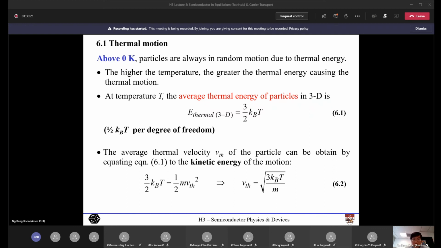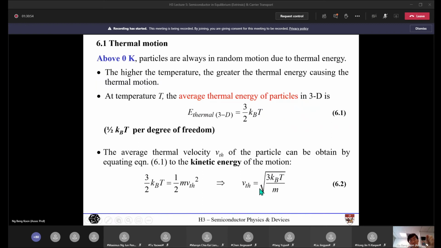So in fact, if you consider one direction, where the thermal energy is half kBT, and you apply this kinetic energy of particles, half mv squared, to 3D, so 3/2 kBT, then we can find out a thermal velocity that's associated with a particle moving in 3D. This is given by V_TH equals the square root of 3 kBT over m.